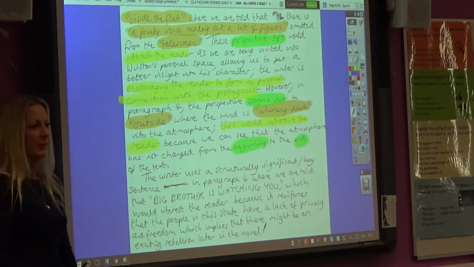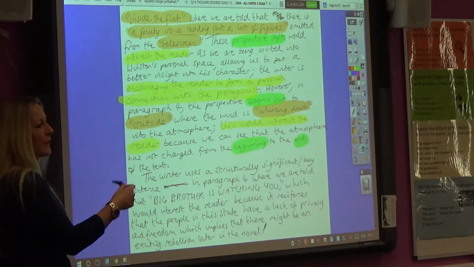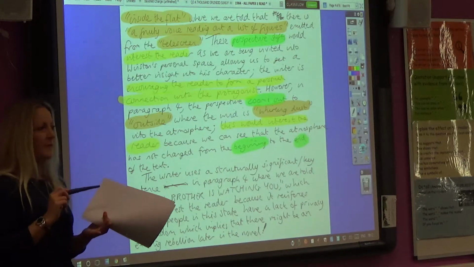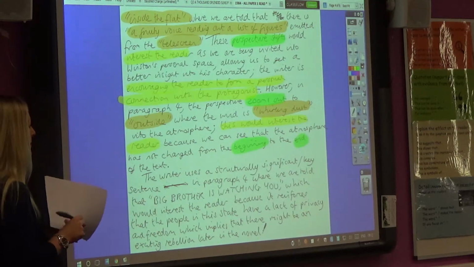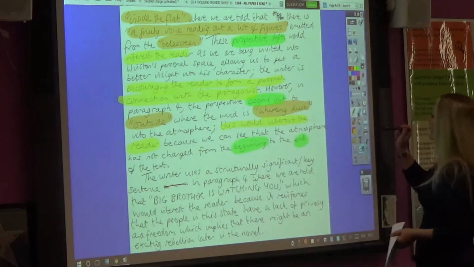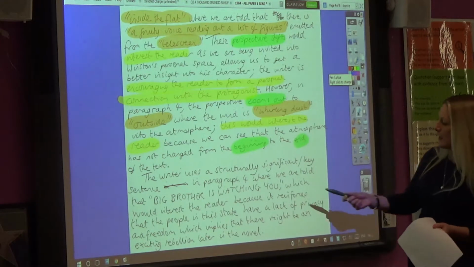So revision, really important. And then making sure that you prioritise these top 3 structural features. Beginnings and endings, perspective shifts, and structurally significant sentences. Just get your highlighters really quickly. Highlight in the same colours that you've been using the remaining features from the mark scheme.